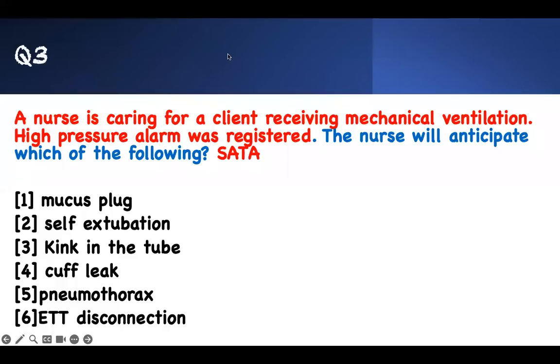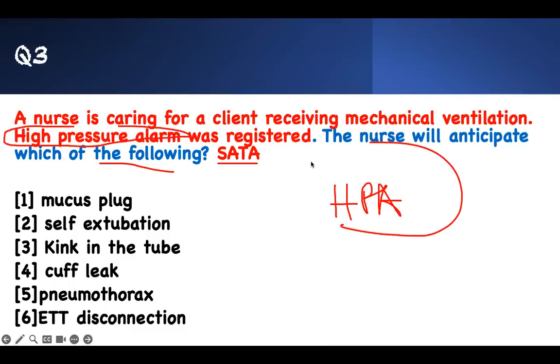So, next question, select all that apply. The nurse will anticipate which of the following. The nurse is caring for a client receiving mechanical ventilation. High pressure alarm. Buzzword, all right, high pressure alarm. Okay, that means I have a blockage. So I'm looking for answers that show blockage. Mucus plug, I'm picking you.